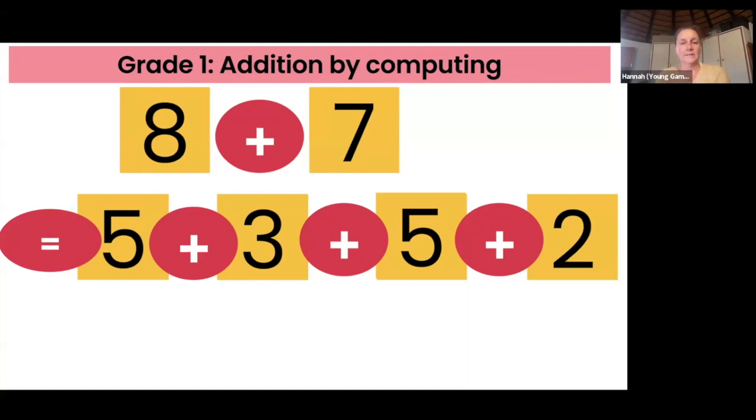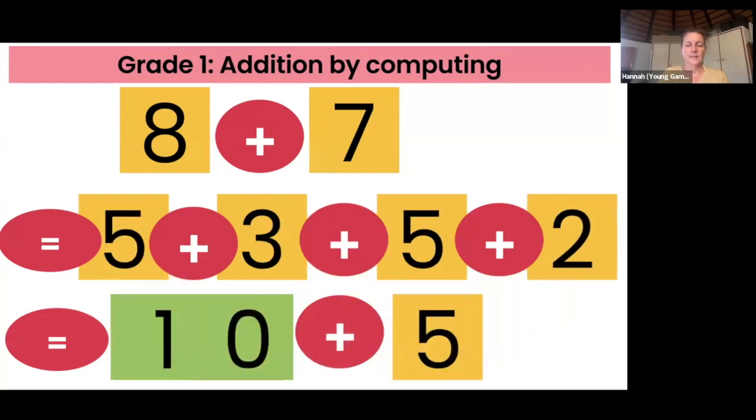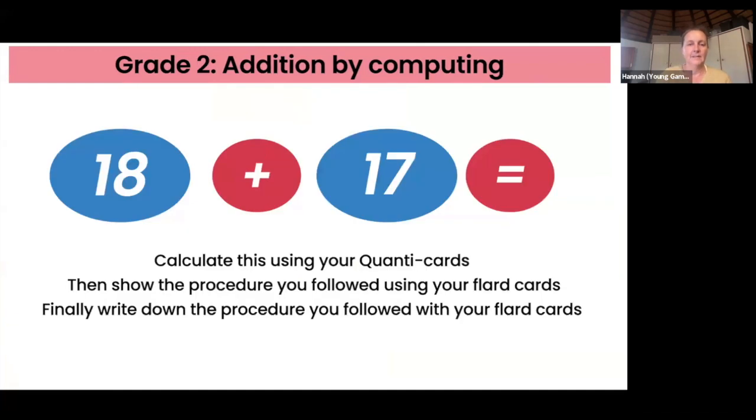So we move from the quanti cards to the flat cards, and they actually physically pack out 5 and 3 because they know 8 is 5 and 3. Put the 5s together, makes a 10 card, and the 3 and the 2 makes a 5 card. And then the wonderful thing about the flat cards is that they can be combined, and you see the 10 and the 5. It's not just a 1 and a 5, it's a 10 and a 5 that makes 15.